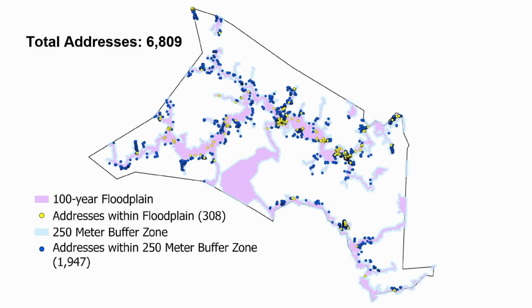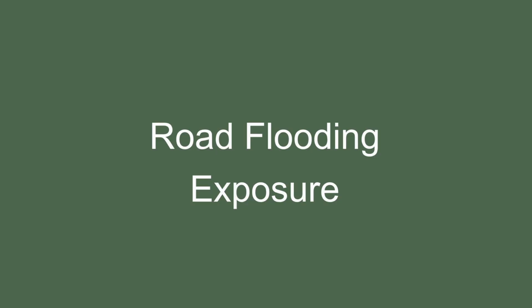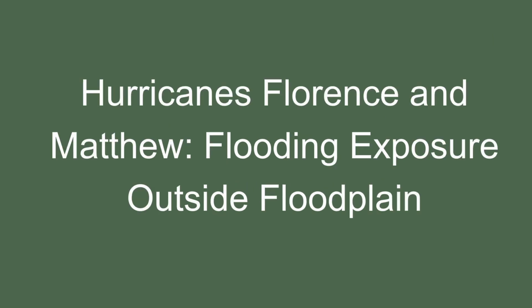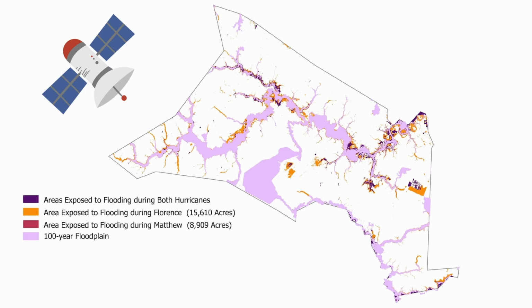to flooding. When we were looking at road flooding, this is very important during flooding because people need to evacuate. We looked at it a little bit differently. We were looking at historical flood extents from Hurricane Florence and Hurricane Matthew. This provided us a little bit better insight because we were using satellite imagery.